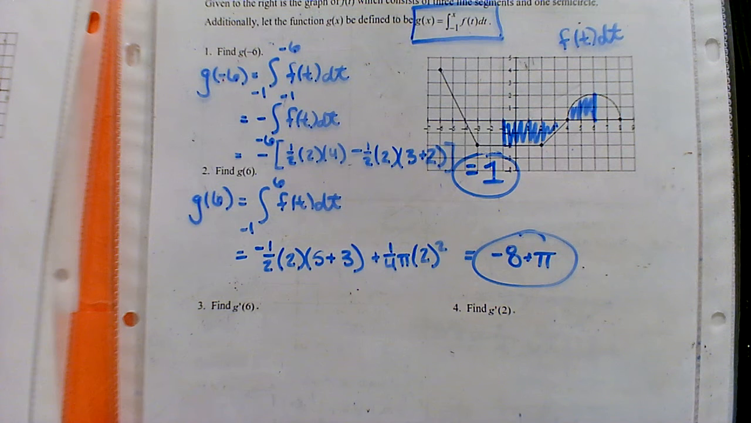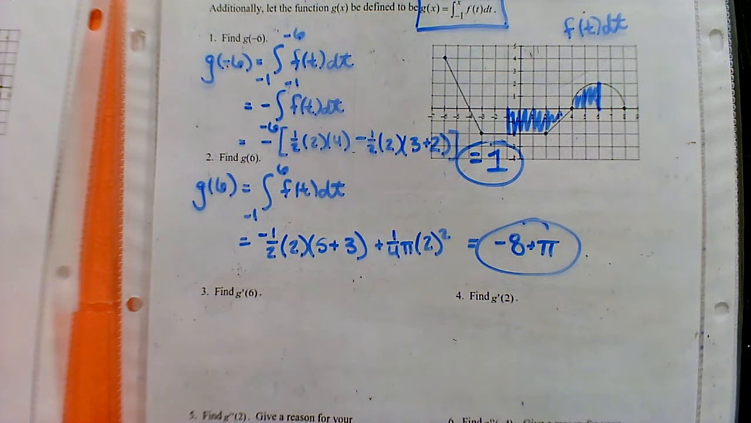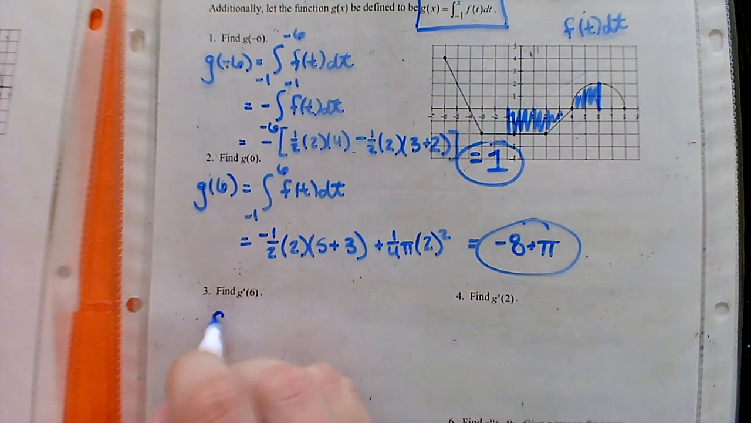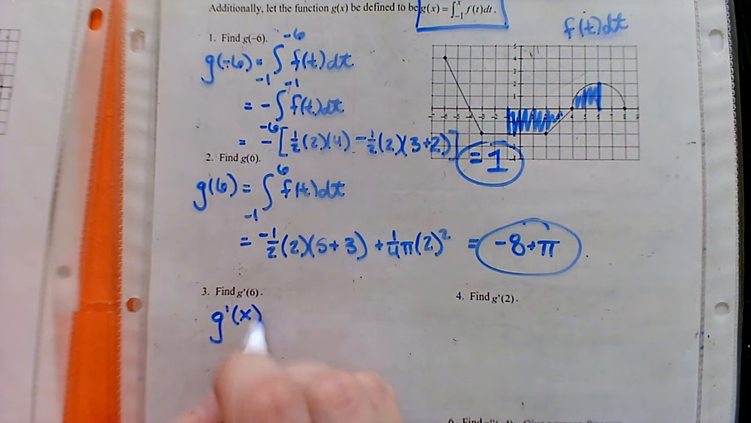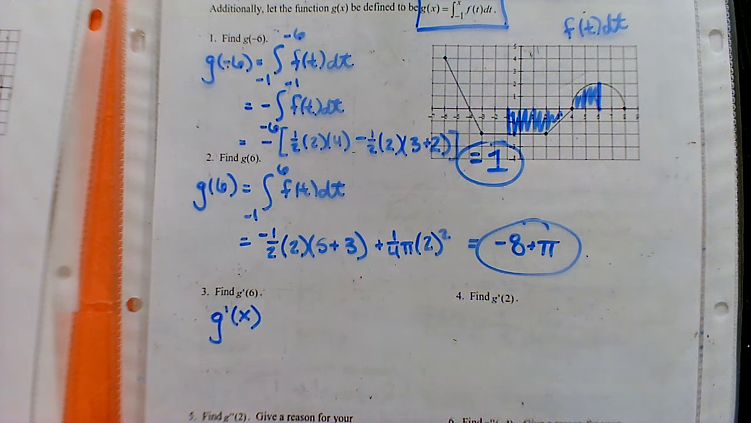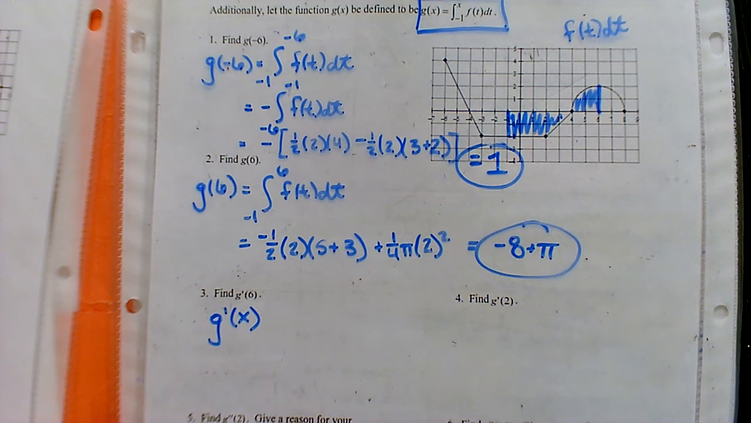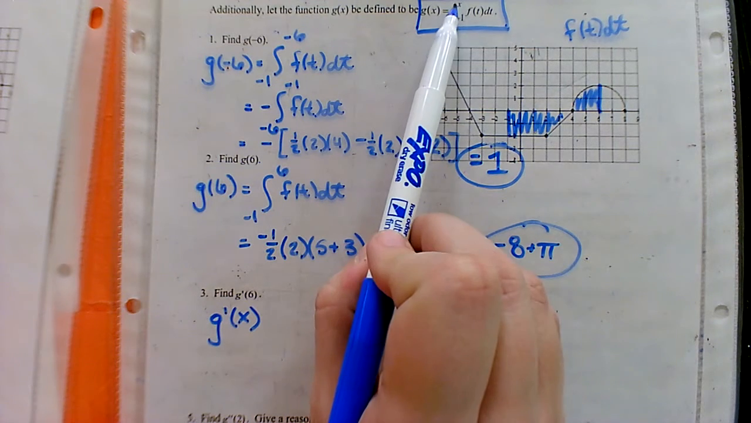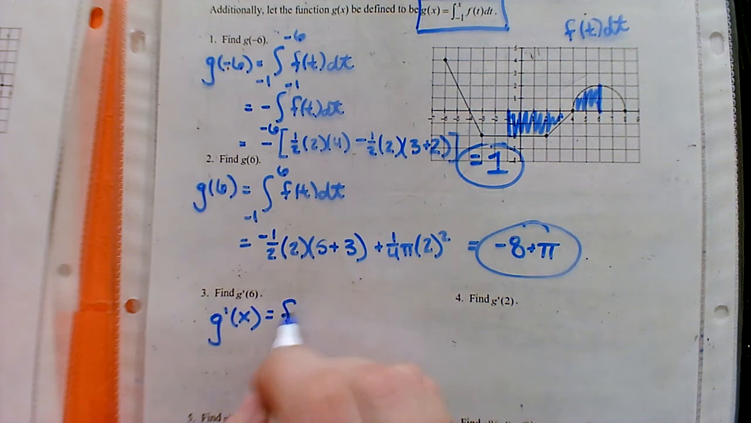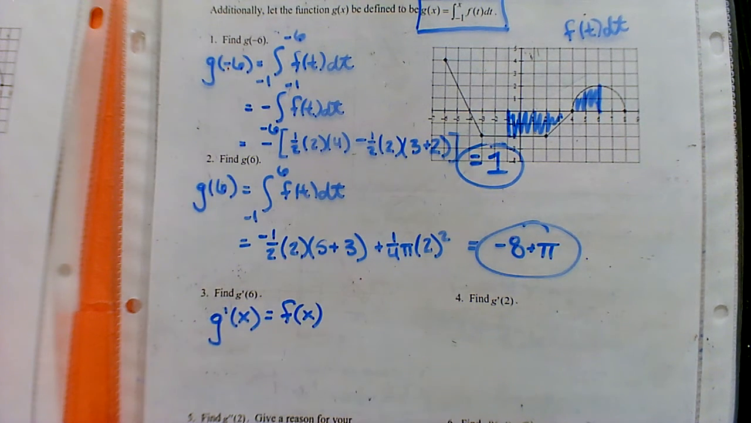All right, let's check out 3. Find g prime of 6. Okay, so let's first just tackle the derivative. They give us the g equation at the top, so we want to take the derivative of that. But notice how we're taking the derivative of an integral. So that's the second fundamental theorem of calculus. We'll go ahead and plug in the top bound, which would be f of x, times the derivative of the top bound, which would just be 1.